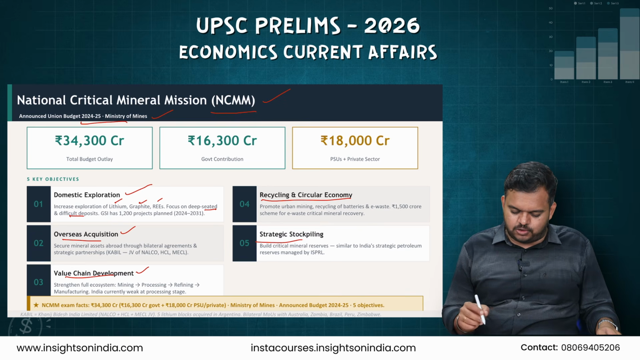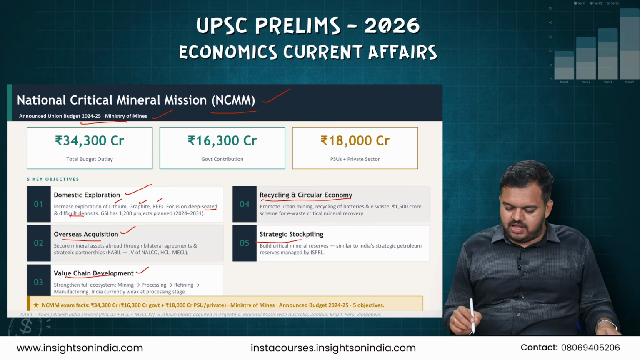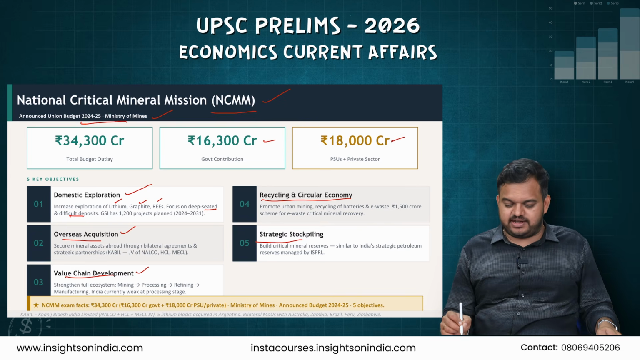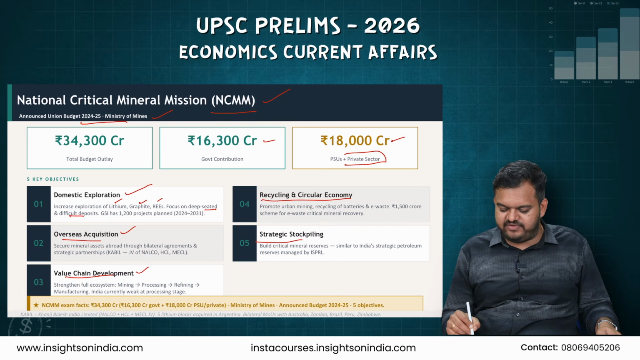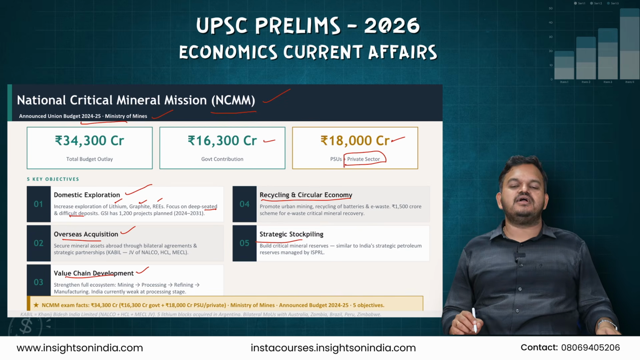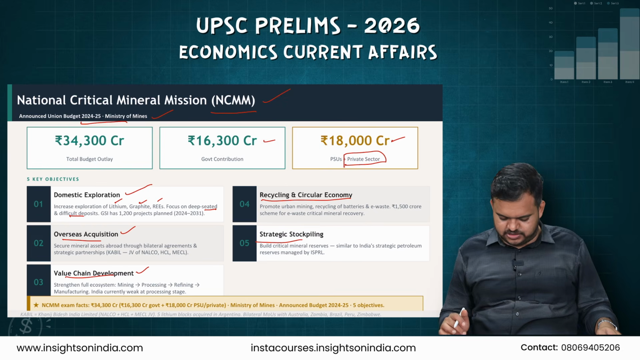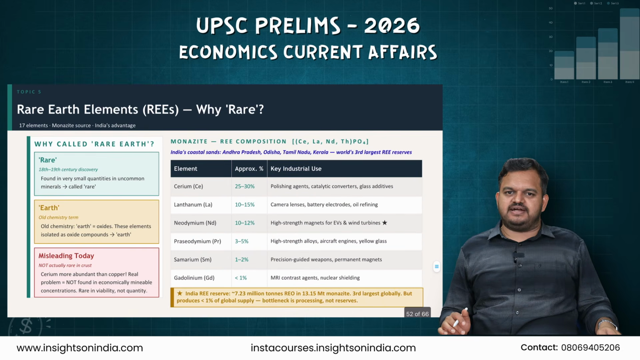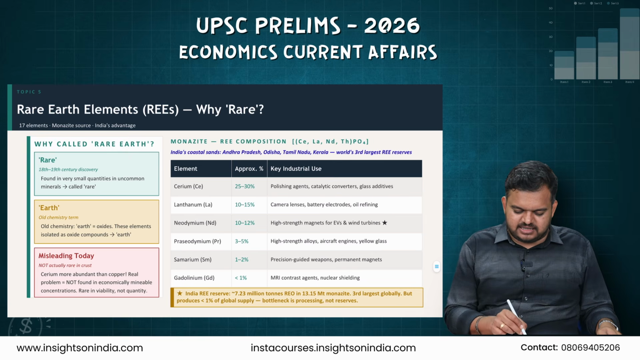So now what is the budget outline? 34,300. Who is contributing? Central government, public sector undertakings and as well as private sector. This mission is not entirely funded by government. There is also a private participation. That's about critical minerals. Now talk about rare earth elements.